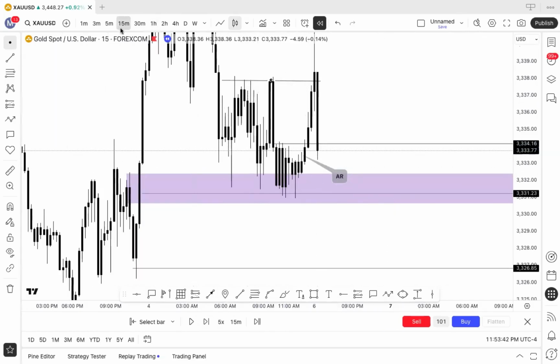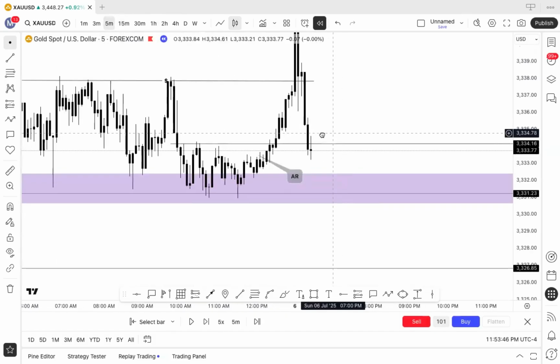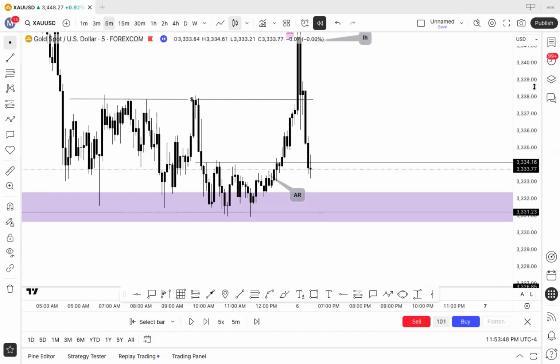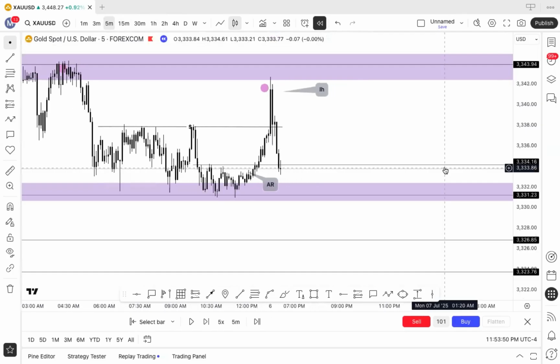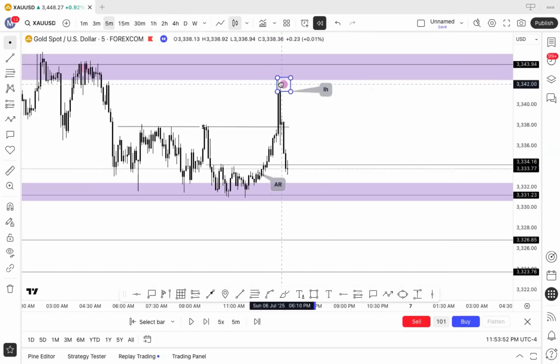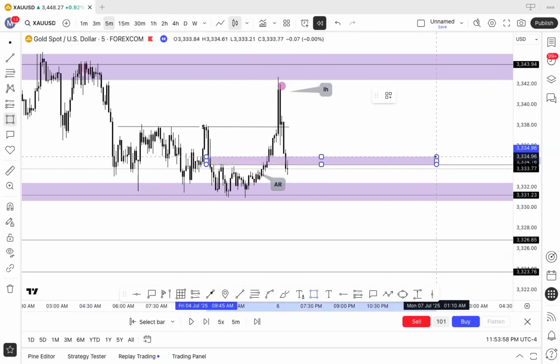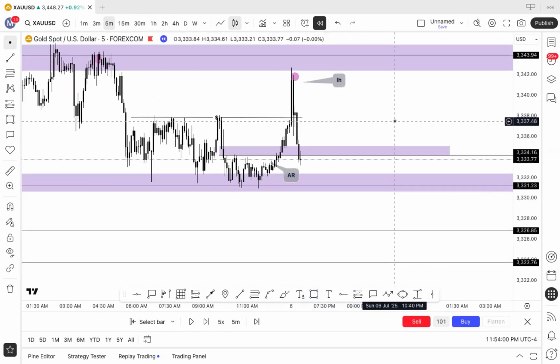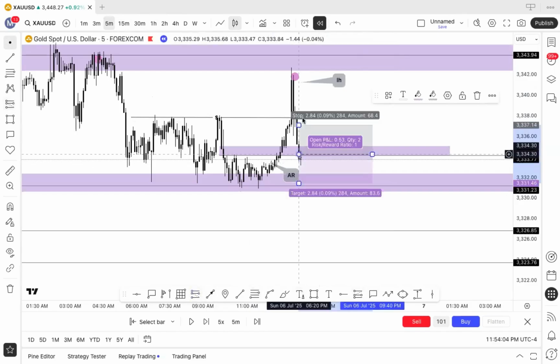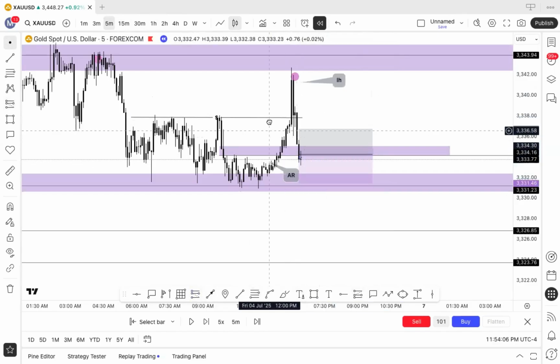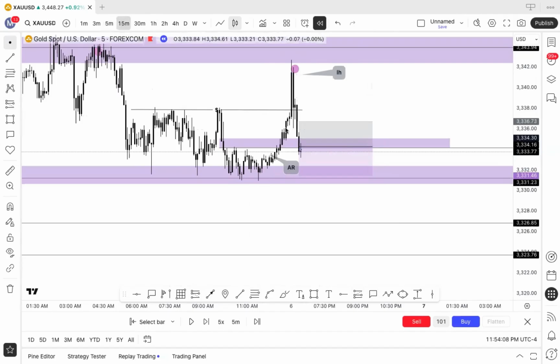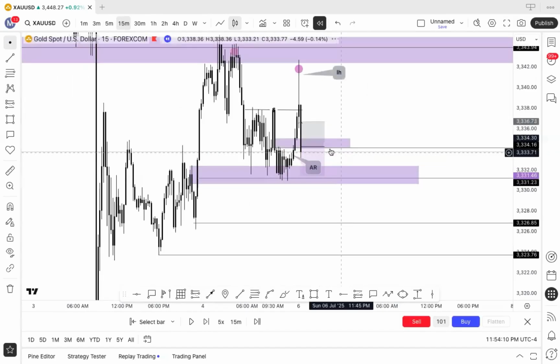So once we get the 15-minute break of structure, the next step is to do what? Go onto the 5 minute. Once you go onto the 5 minute, what's the next step, guys? The next step is to wait for price to retrace to the area, right? In this case, I'm looking in this area to retest to sell down. And then again, my targets are always going to be based off of what?